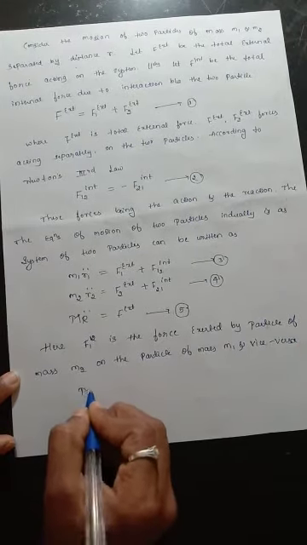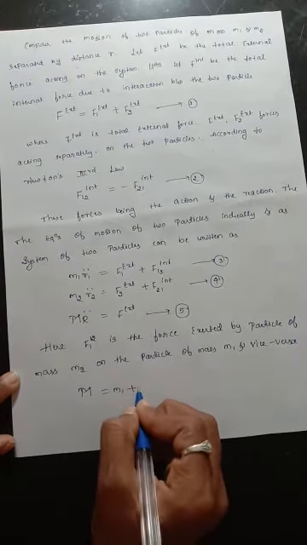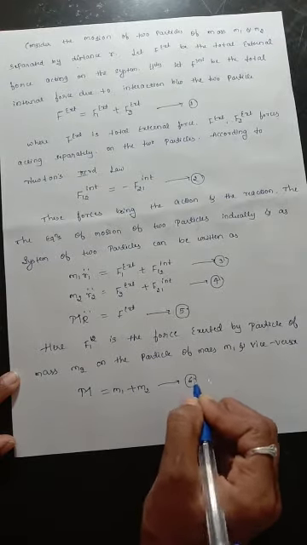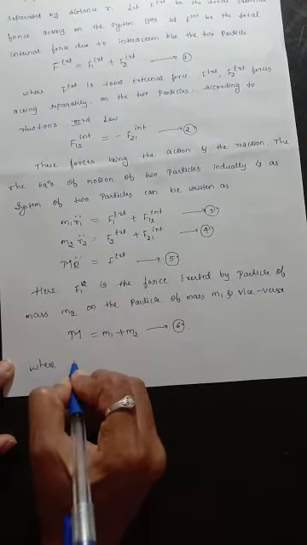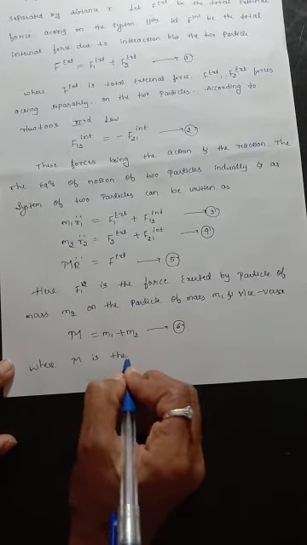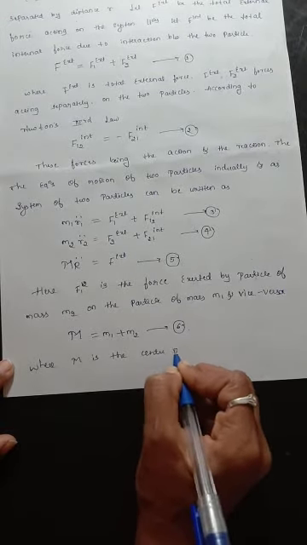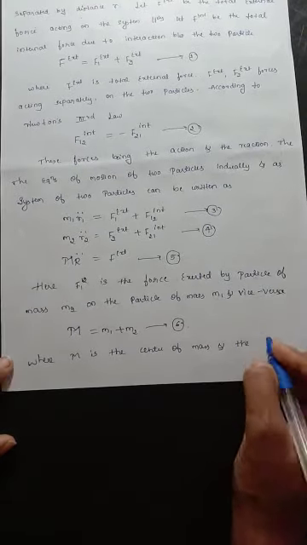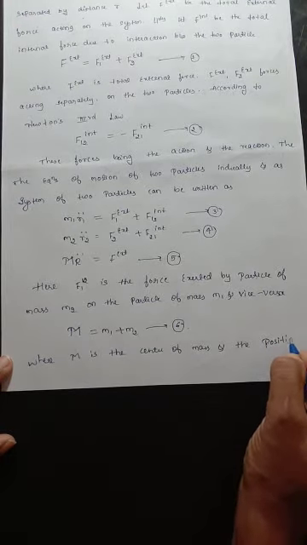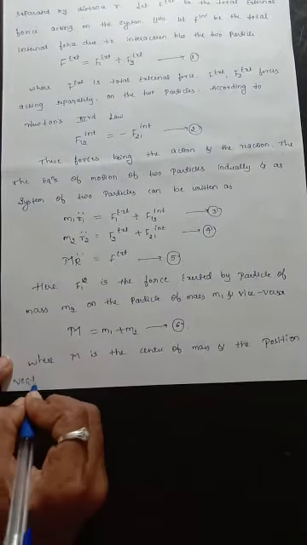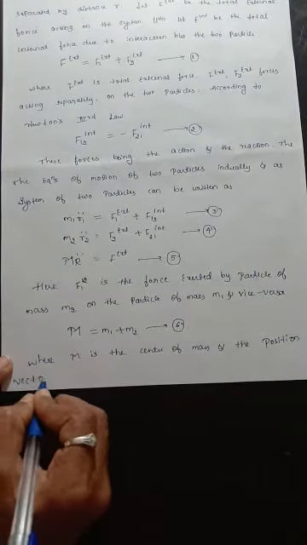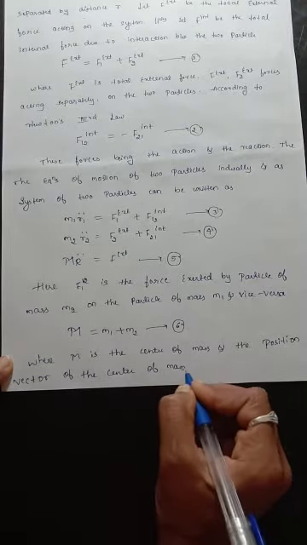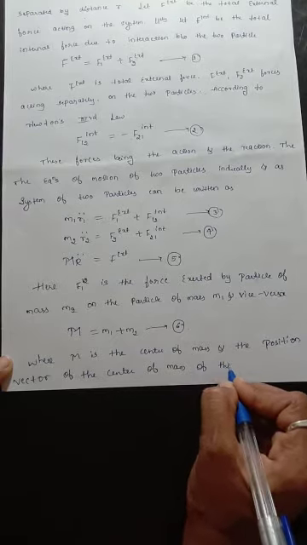That is, capital M equals m1 plus m2. This is expression number 6, where capital M is the total mass, and R is the position vector of the center of mass of the system.